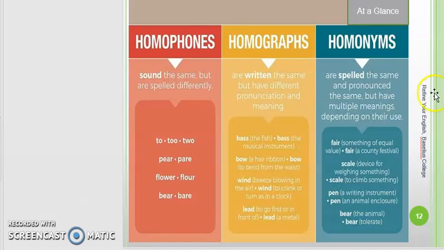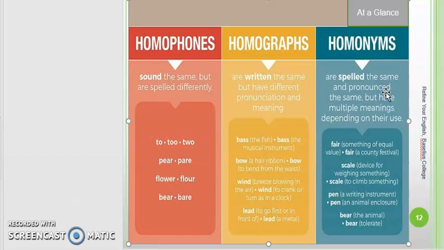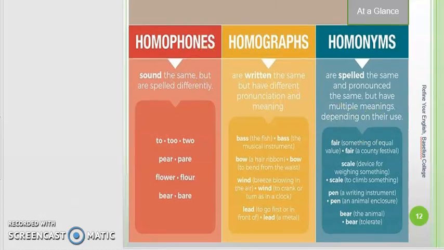Pronunciation and meaning are different. Homonyms are the broader category which includes homophones and homographs. They are spelled the same, they are pronounced the same, but they have multiple meanings depending on their use. For example, scale: the scale of the fish and the weighing scales. Pen: the animal pen, sheep pen, or the pen, writing equipment. So they are spelled the same, pronounced the same, but have different meanings depending on when and where they're used.